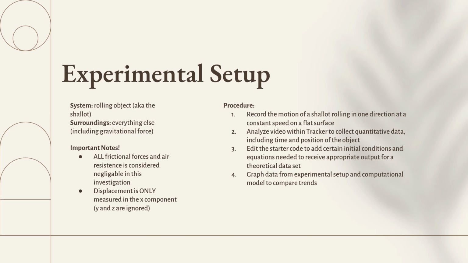For this procedure, we recorded the motion of a shallot rolling in one direction at a constant speed on a flat surface. This video was put into Tracker to collect quantitative data, including the time and position of the object. The starter code was edited within GlowScript to add initial conditions and physics equations to receive output for a theoretical dataset, and then we graphed the experimental setup versus the computational model to compare trends.